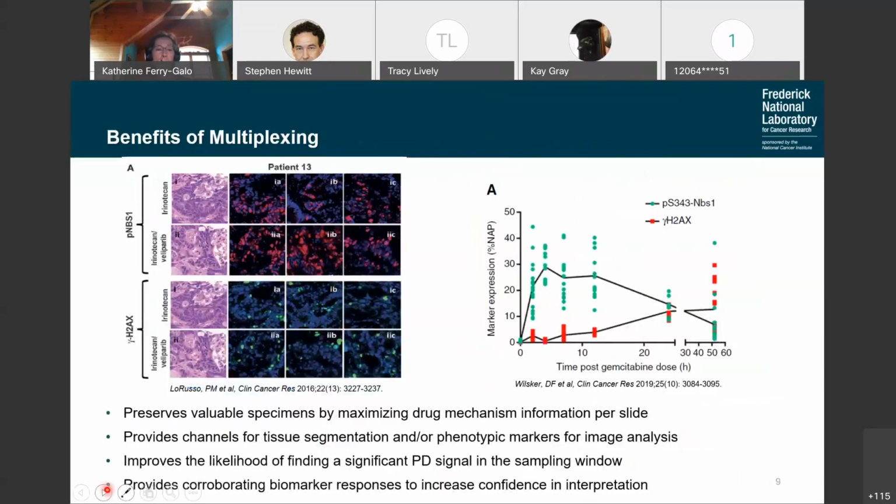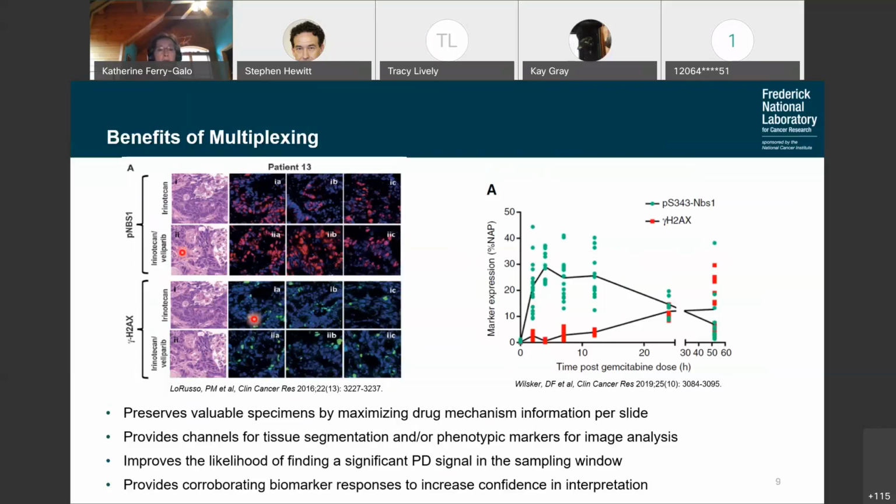Benefits of multiplexing. Multiplexing on any platform for clinical trial analyses preserves valuable specimens by maximizing mechanistic information per slide or per specimen. It provides those additional channels for segmentation or phenotypic markers. It also improves the likelihood of finding a signal in the sampling window. And in an ideal situation, could provide corroborating information. If you see one or more additional biomarkers responding, it gives you more confidence.